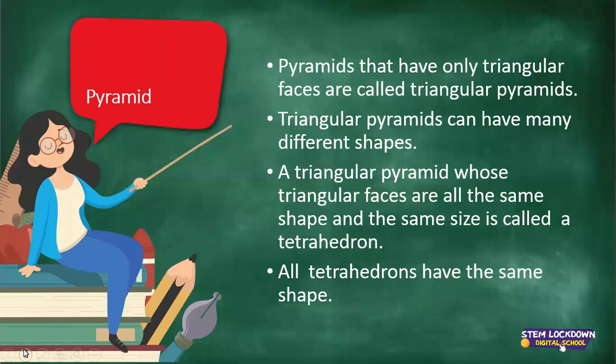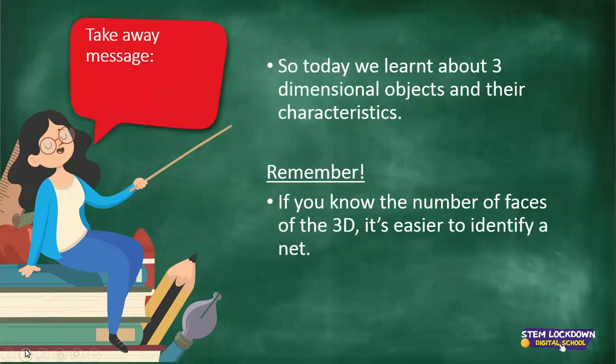Now, all tetrahedrons have the same shape. All right, this is the end of our lesson. As I said, this will be a very short lesson. So what we should remember about today's lesson is that we learned about three-dimensional objects and their characteristics, which are the face, the edges, and the vertices.